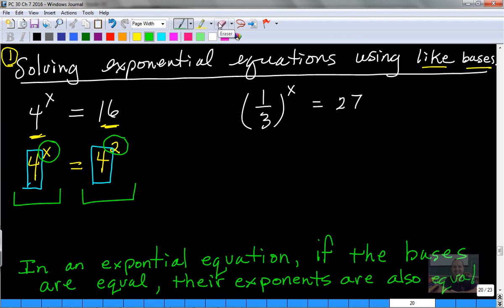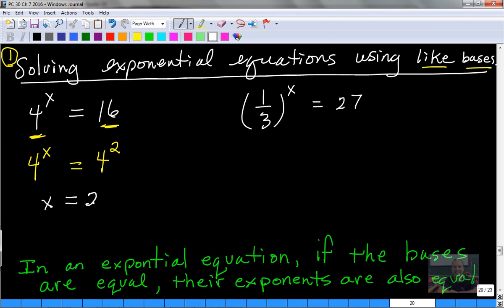So if the bases are equal, the exponents are also equal. So I'm just going to clean this up a little bit. And what we can do now is we can say, all right, now the 4's are the same base, so I'm going to let x equal 2, and I'm going to solve that. Well, guess what? It's already done, and that's how you solve a simple exponential equation, by using like bases.